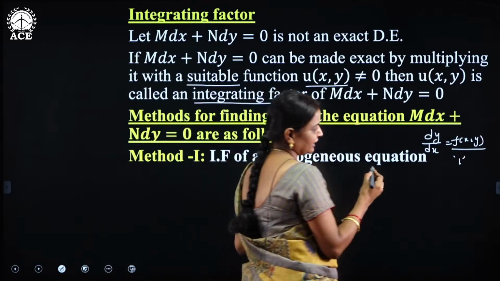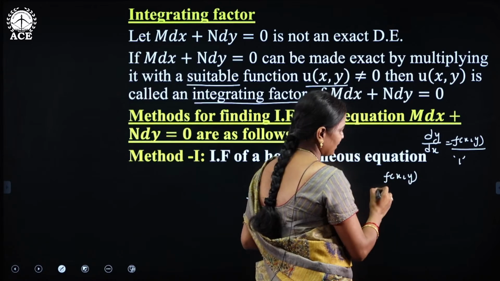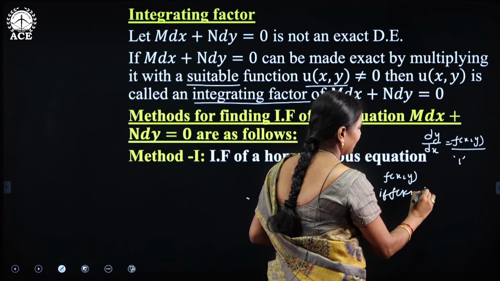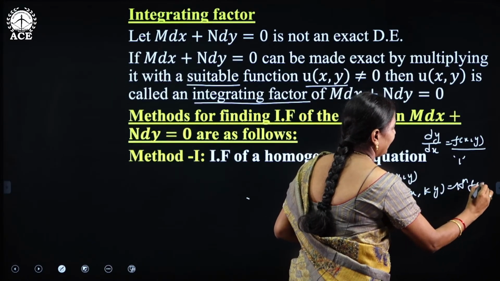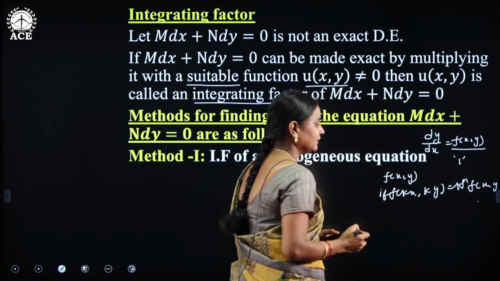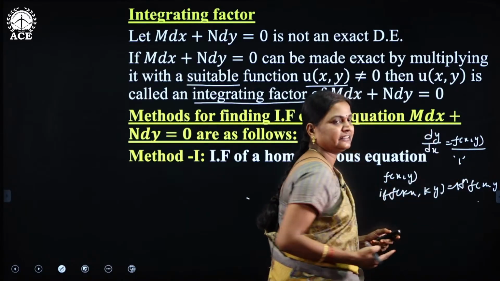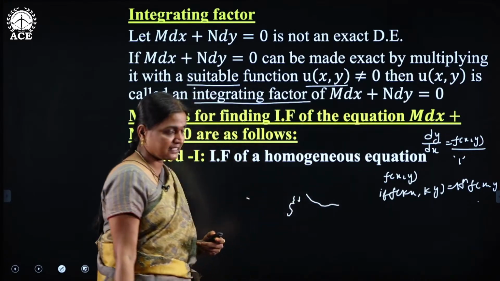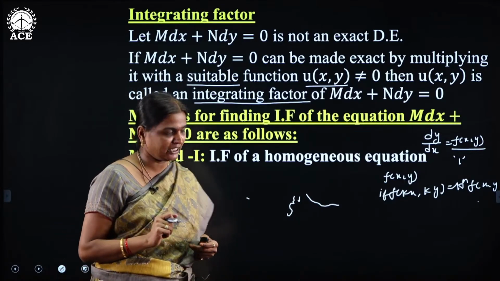So what is a homogeneous function? A function f of x comma y is called a homogeneous function if f of kx comma ky is equal to k to the power n into f of x comma y. In this case we say that this is a homogeneous function of degree n. When the degree is 1, the differential equation is called a homogeneous differential equation. This is also one important key point to identify the nature of the given differential equation.